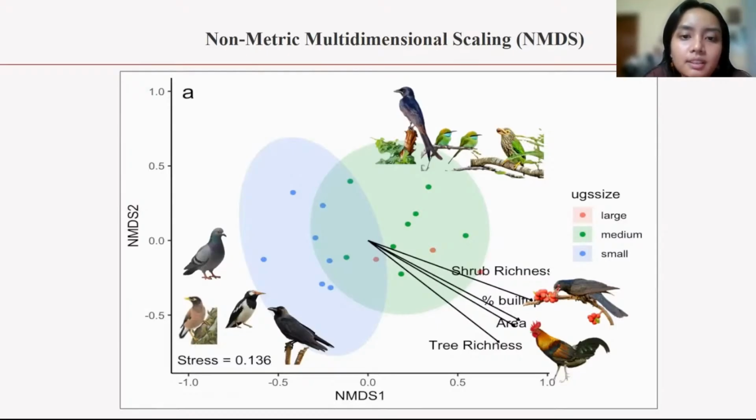The results suggest that the small green spaces had relatively similar bird species composition. The large and medium-sized spaces overlap with each other completely, suggesting similar bird composition. The small spaces are likely dominated by the generalist urban-tolerant species, which you can see, like common mynas and pigeons. However, the large and medium-sized spaces support specialist and forest-associated species due to higher vegetation richness and area.